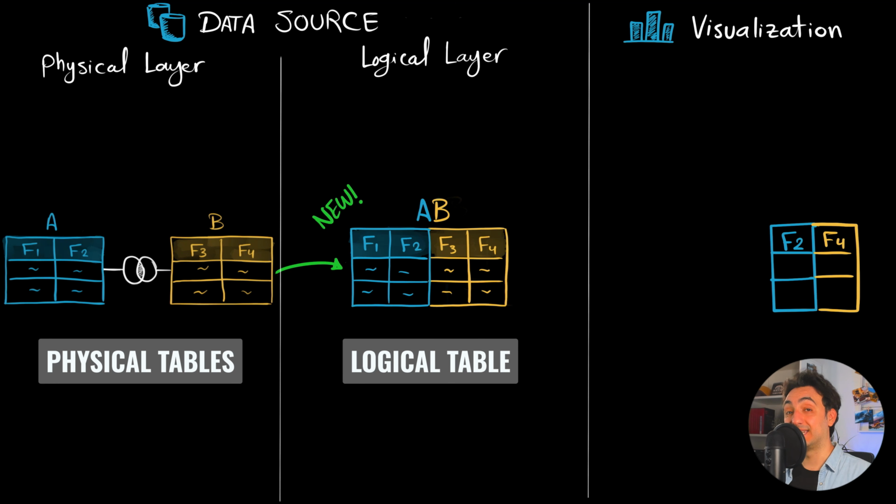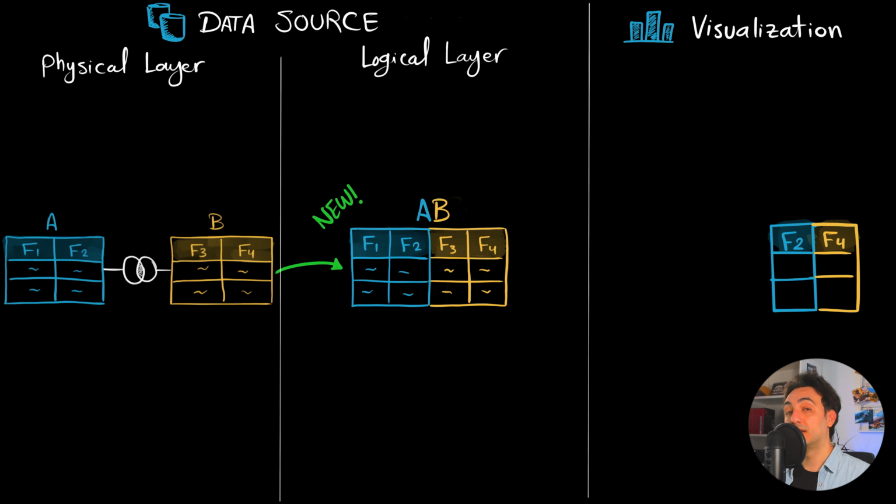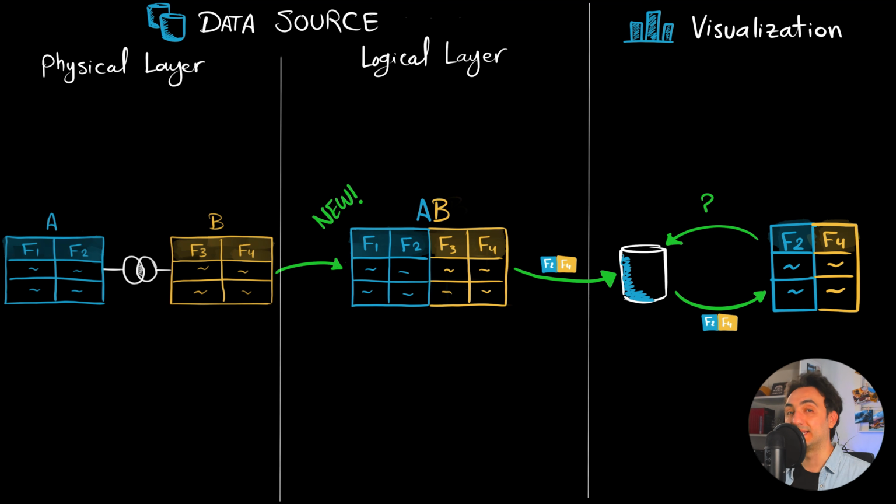And then in the visualization layer, let's say we want to select the fields F2 and F4. So Tableau is going to query the data source, and the data source is going to get the data from the new combined logical table AB, and then send the data back to the visualizations. So as you can see, the interaction between the visualizations and the data source is at the logical layer. The physical layer is completely out of the picture. And that's simply how joins work in Tableau.